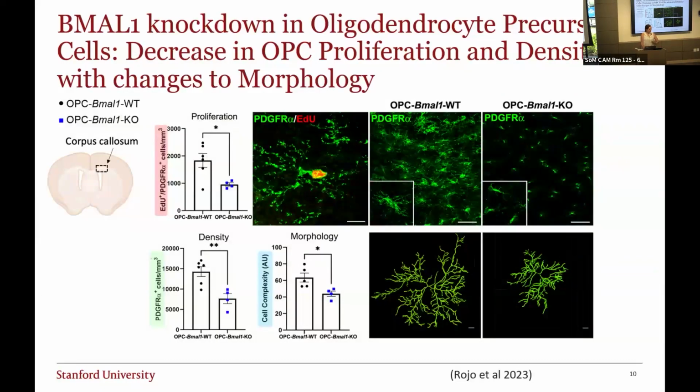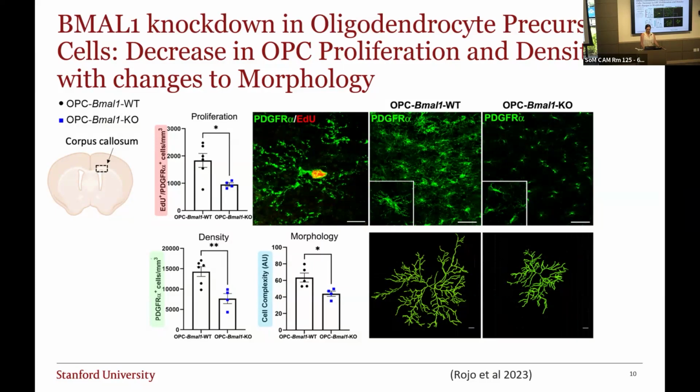So BMAL1, if you think back to several slides ago, we talked about how there's a heterodimerization of transcription factors. One of these is BMAL1. We've done a cell-specific knockdown of BMAL1 in mice and then characterized this phenotype. And what we found is that BMAL1 knockdown in OPCs results in decreased OPC proliferation, decreased density in OPCs, as well as changes to the morphology. Okay, so that's precursor cells.